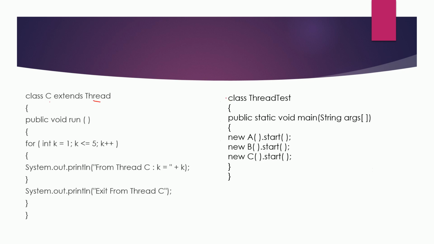This is going to be the main class. Here the main thread gets created. This main thread will create 3 threads: A, B and C. So A gets executed, then B, then C. Thread A is moving to runnable state here. Thread B is moving to runnable state. Thread C is moving to runnable state.